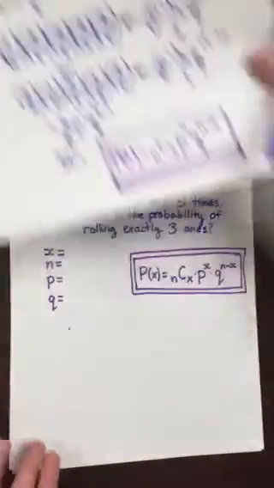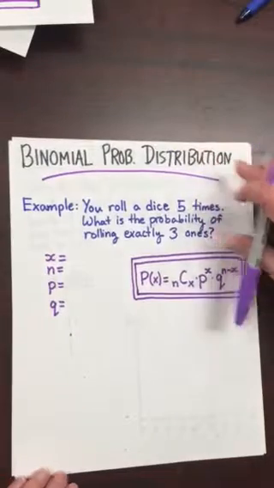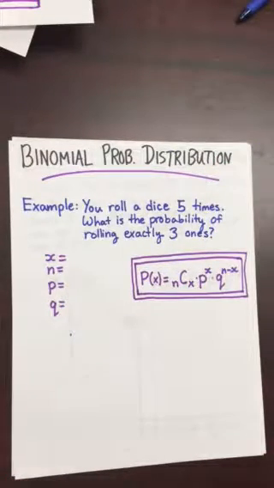So let's try using that on a slightly more complicated, but not too complicated one. So here's still a dice. We're going to roll it still 5 times, but this time I want to know the probability of rolling exactly 3 ones.